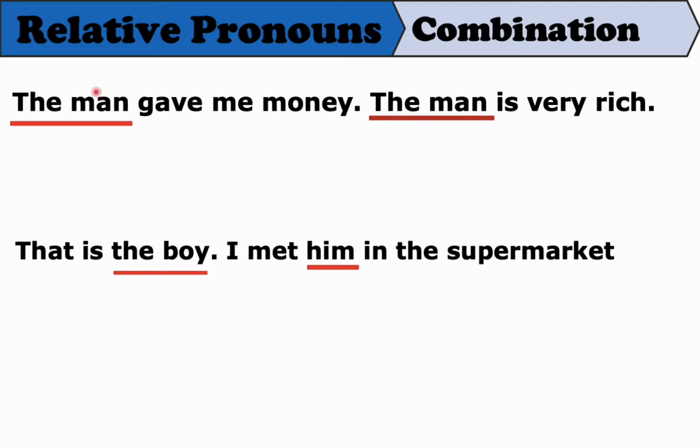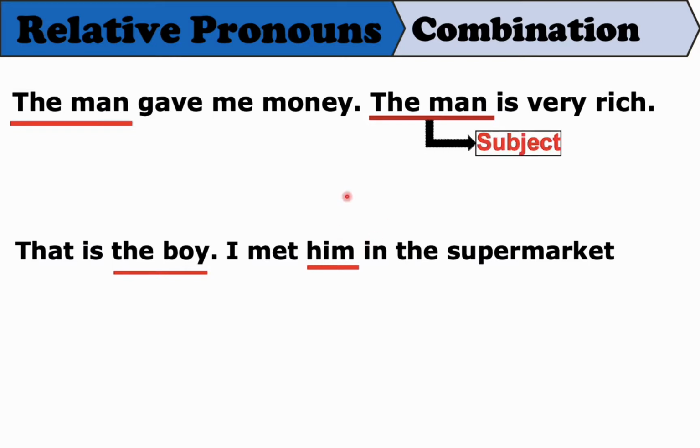So what is the difference between these two examples? Sentence number one or example number one and example number two. So look here, the man, the man. The boy, him. So are we talking here about place or people? Yeah, good, so it is people. So the man, people, the boy, people. The man, people, him, people. But what is the difference?